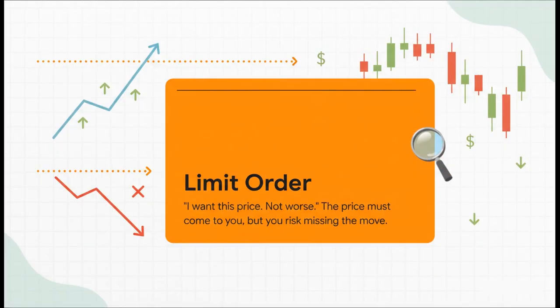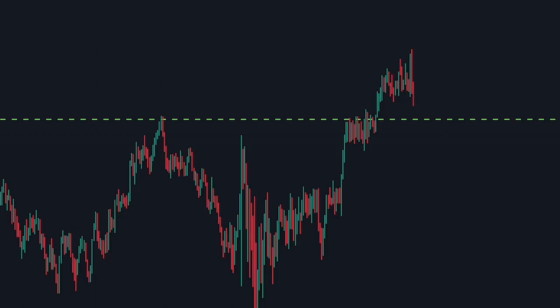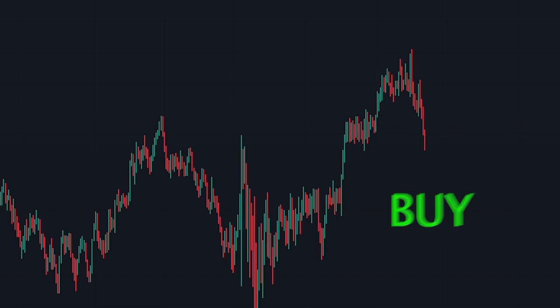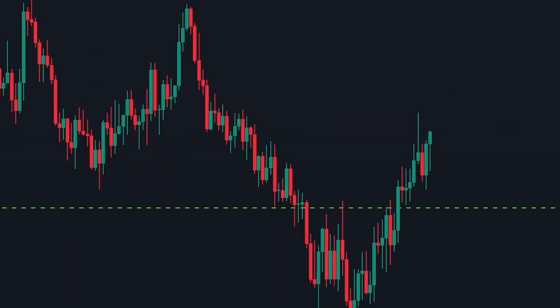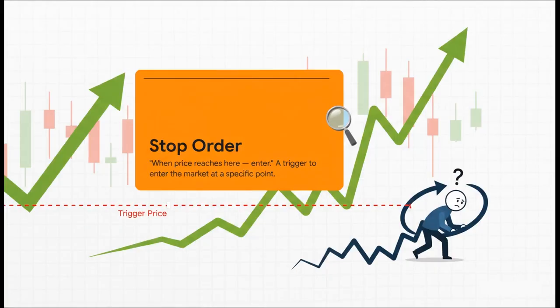Next up is the limit order. Now, this is where you take back control. You're basically telling the market, look, I will only buy or sell if you come to my price, or, hey, give me an even better one. The big upside, you dictate your entry. You avoid that nasty slippage. The risk, though, the market might just roar right past your level and leave you on the sidelines, completely missing the move.